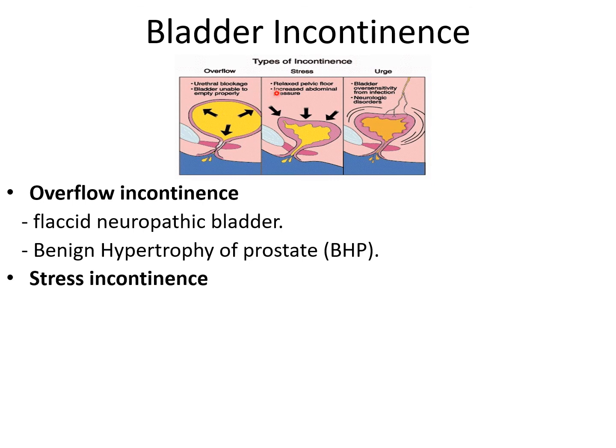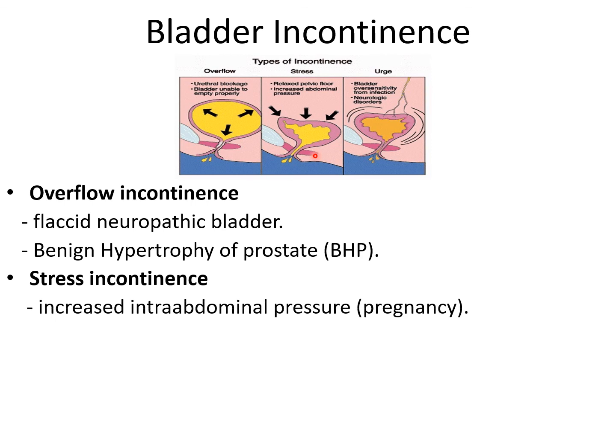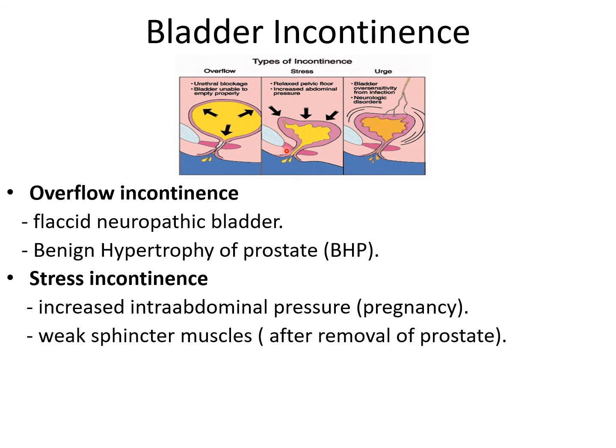Second is stress incontinence. Here, the intra-abdominal pressure may be high or the sphincter muscle may be weak. A sudden increase in the intra-abdominal pressure causes dribbling of urine, like in pregnancy with increased intra-abdominal pressure, or weak sphincter muscle after operation, such as removal of prostate, or in females after removal of the uterus. The perineal muscle becomes weak, so the external urethral sphincter and the pelvic floor muscle become weak, and with high intra-abdominal pressure there is dribbling of urine during coughing or sneezing. That is called stress incontinence.